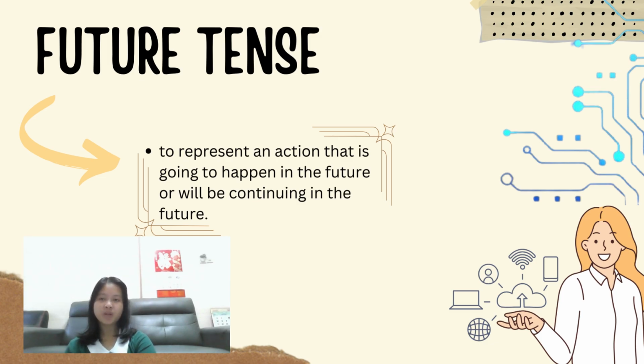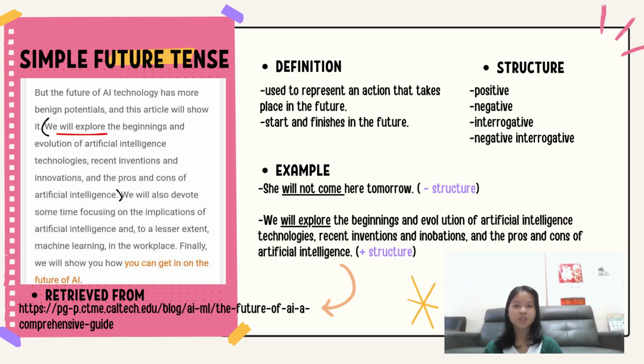First of all, we have simple future tense. Simple future tense definition is it is used to represent an action that takes place in the future. We should also know that simple future tense will always start and finish in the future itself. Simple future tense has four types of structure, which is positive, negative, interrogative, and negative interrogative. And now we'll go through the example of sentences for the simple future tense.